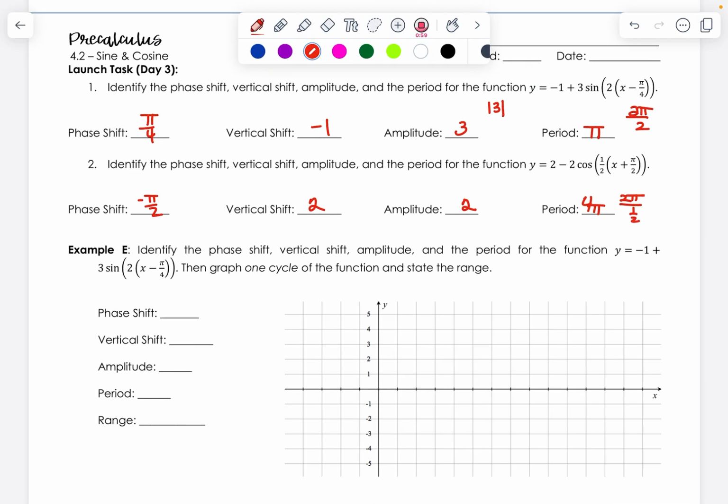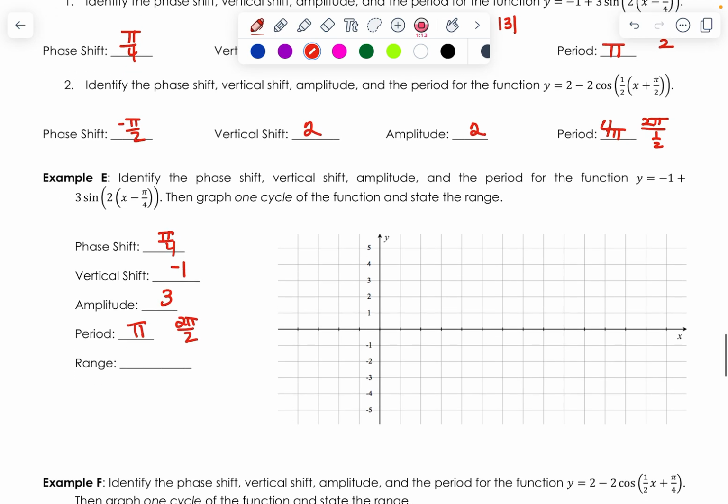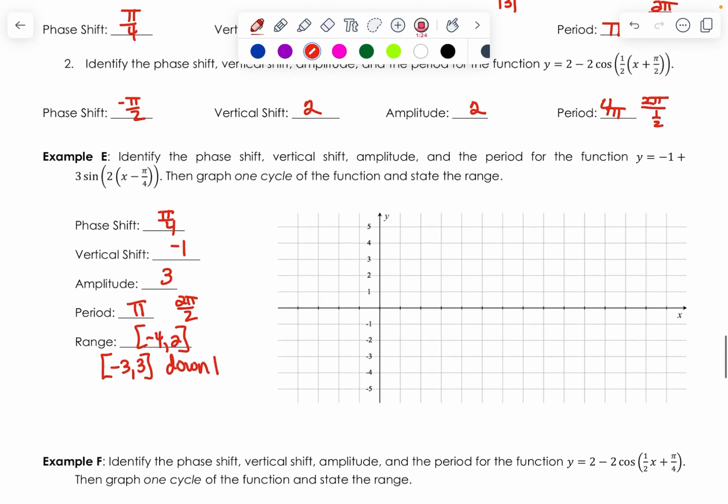Okay, so my phase shift is pi over 4. The vertical shift is down 1. The amplitude is 3. The period is 2 pi over 2, so it's pi. So here's what I do. I make the amplitude, so it's -3 to 3, and then I'm going to go down 1. So it's -4 to 2, okay?